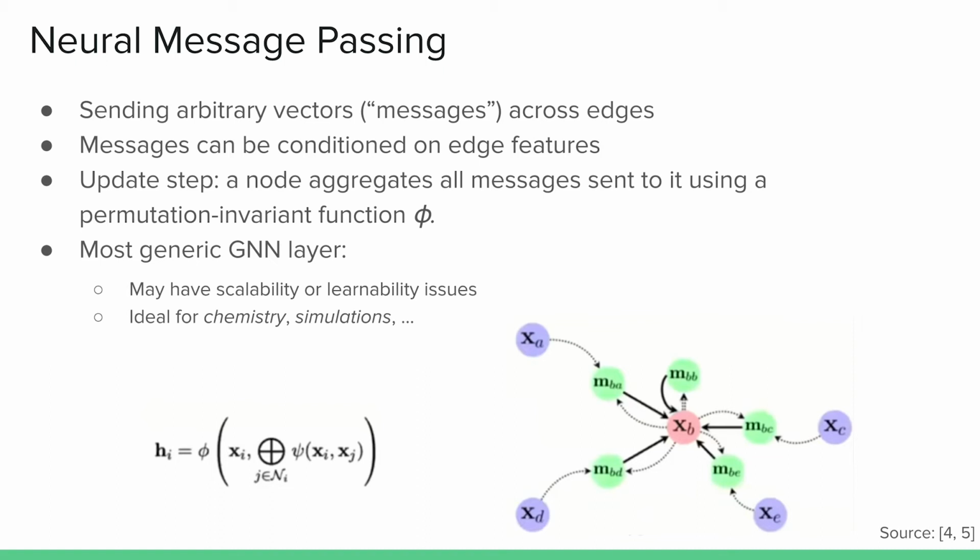A node aggregates all the messages from its neighbors, and then using a permutation invariant function phi, it would aggregate all of them together to obtain the next time step. It's the most generic GNN layer, but it might have, as you can imagine here, some scalability issues or even some learnability issues. But it's ideal for chemistry or some simulations here because it can reflect information that is stored in the edges, which before that was not that easy.